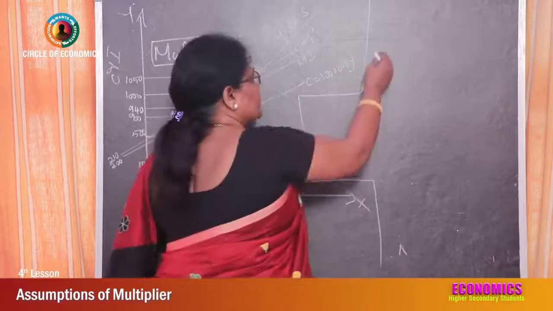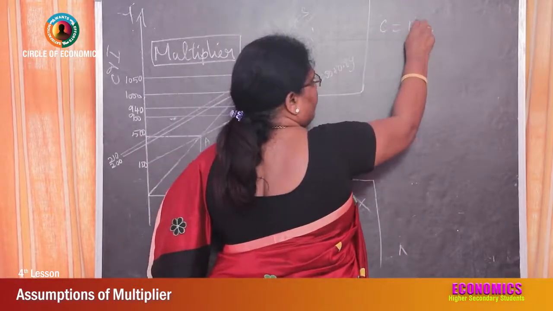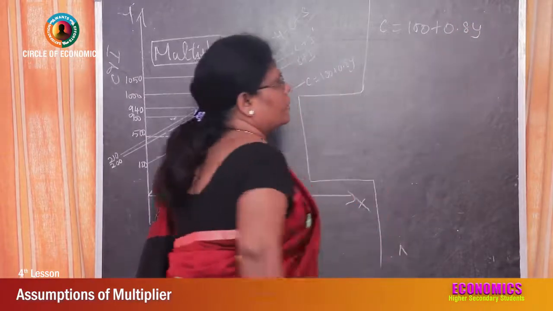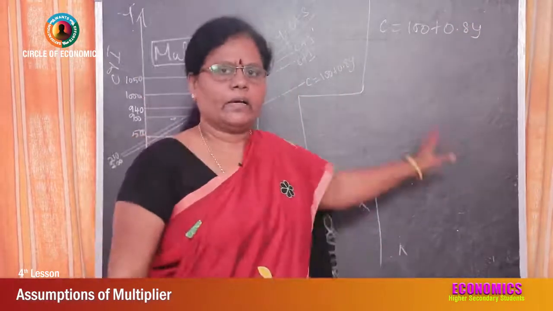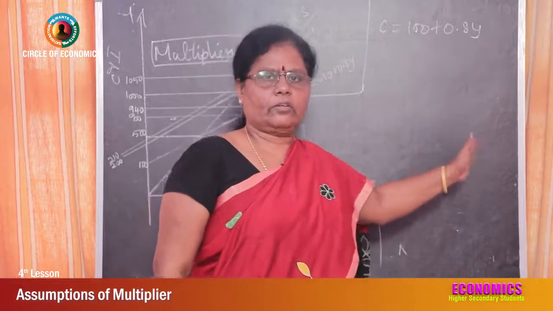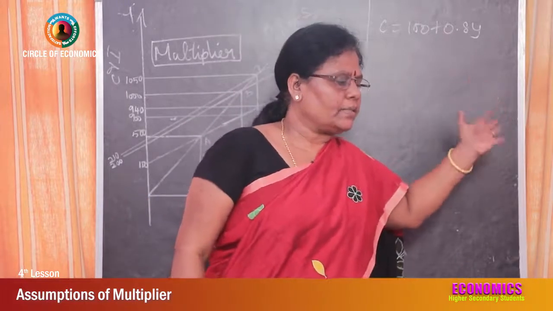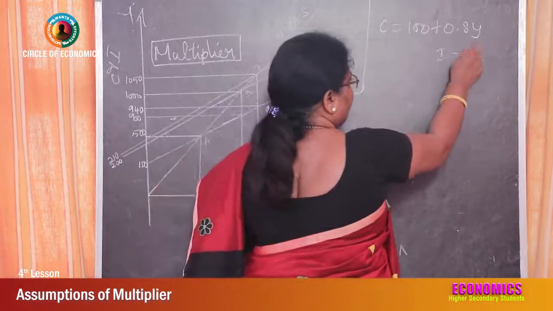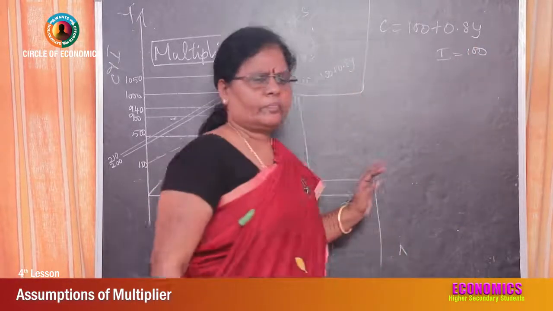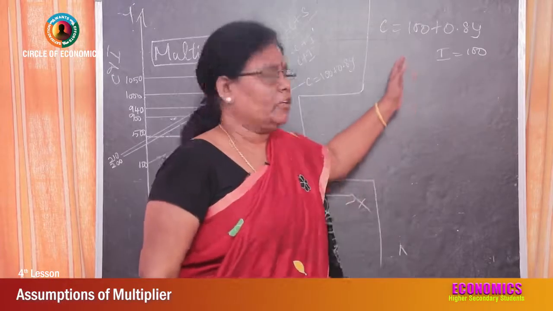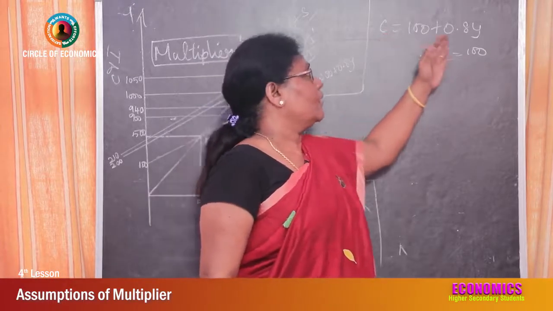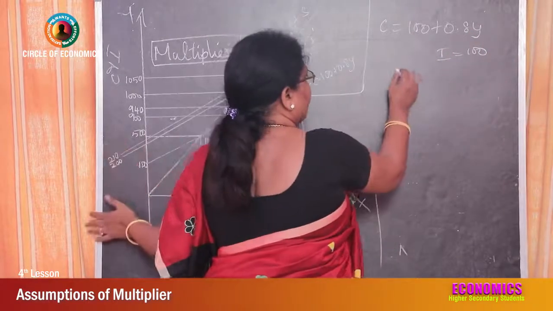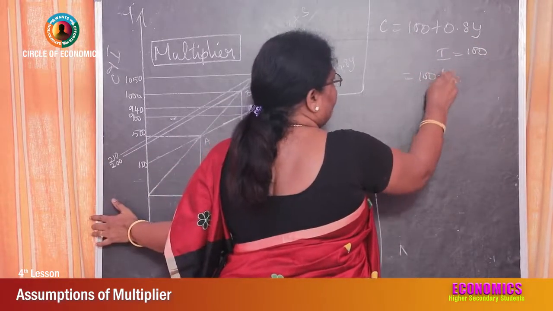Now, if C stands for 100 plus 0.8y, it is given, okay, C is equal to 100 plus 0.8y and the investment is equal to 100. Now we can find out what is the value of C, consumption, and what is the value of income. So here what is given? 100 plus 0.8y.